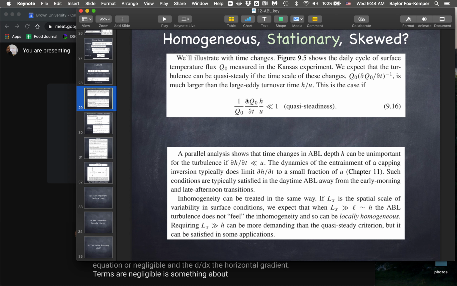You'd want to evaluate whether the changes in the fluxes versus the advective time scale, whether that was small or not. And you can do the same thing for the homogeneous assumption. So homogeneous, remember, is uniform in space. Stationary is uniform in time. And the skewed distribution we've already talked about.